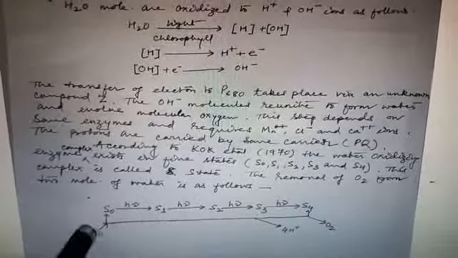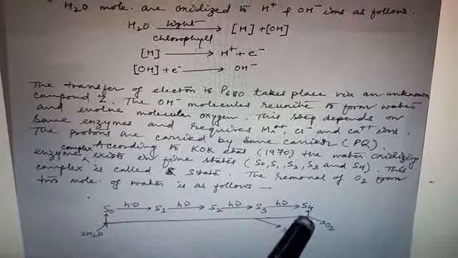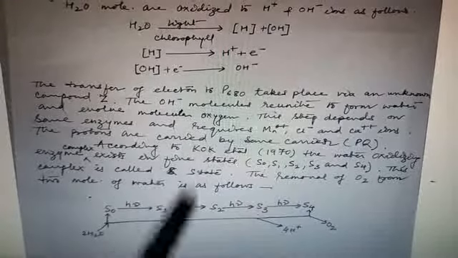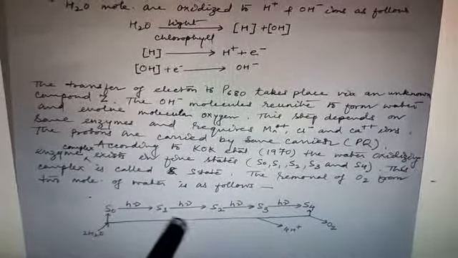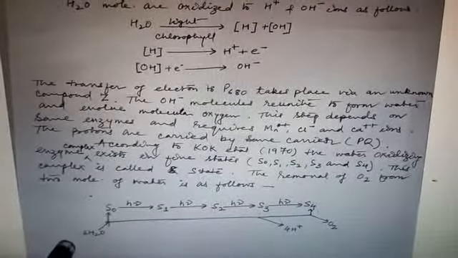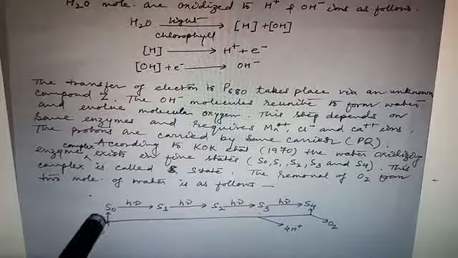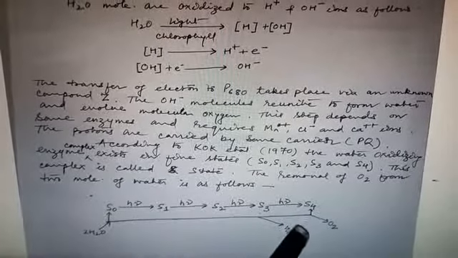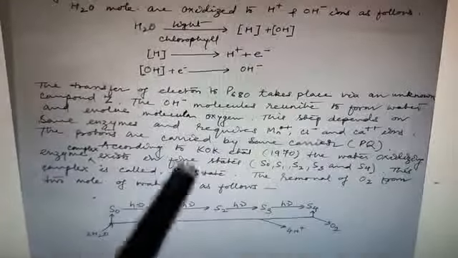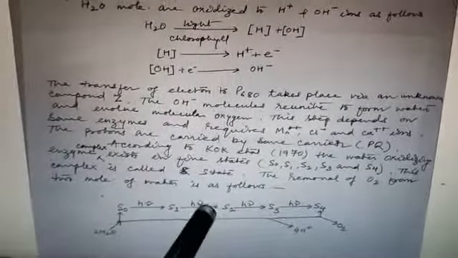So here we see that S0 is transformed into S4 state by getting 4 photons of light. And here, simultaneously, this water molecule combines with the S4 state and changes into hydrogen ions, and oxygen is evolved. This is all about the photooxidation of water molecule.